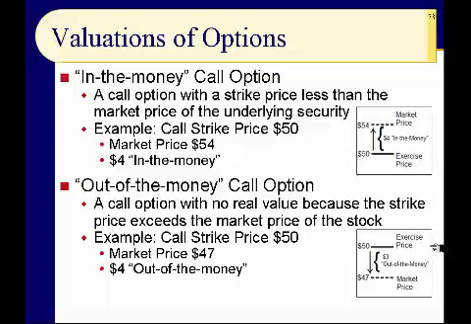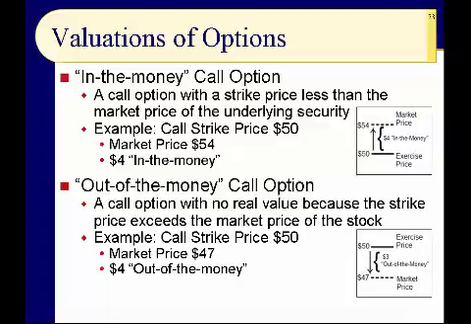But what if the market price were below $50? Right, we would be out of the money. Cute, you like that term? Out of the money? And that means if the market price was $47, for example, we would be $3 out of the money. You got it? In the money, the market price is higher than the strike price, the exercise price. Out of the money, the strike price is above the current market price, or the market price is below.